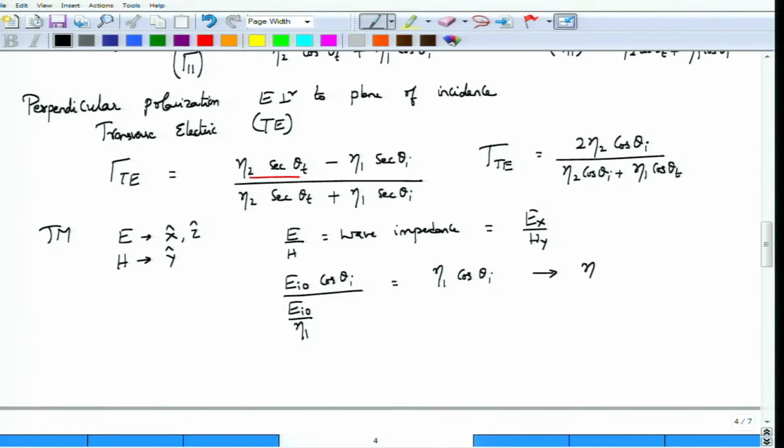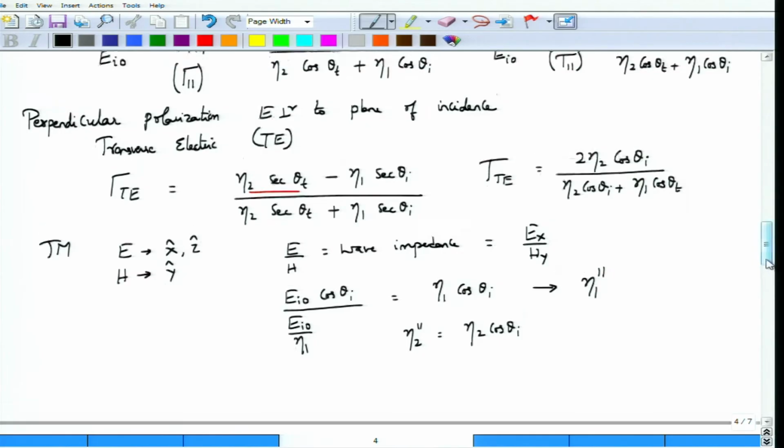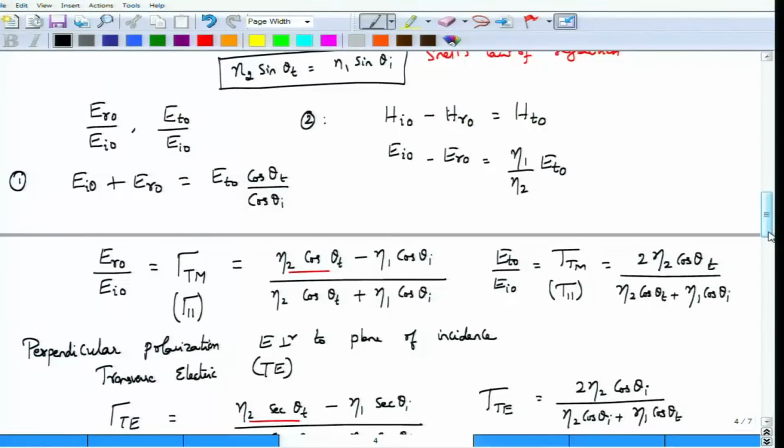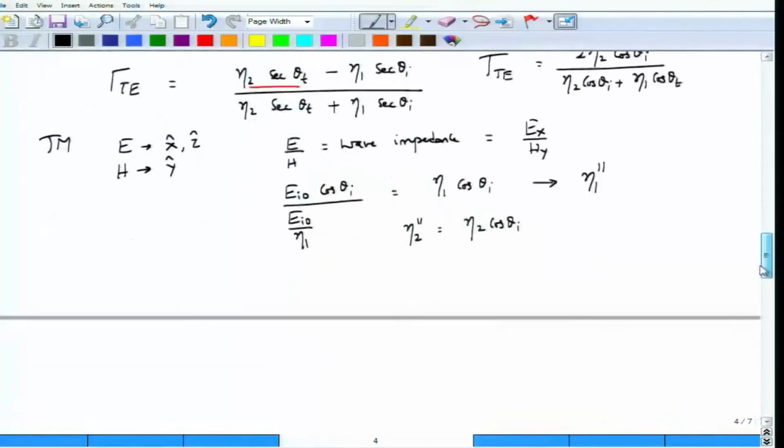Let us call this eta 1 parallel. That double line parallel simply indicates that we are considering parallel polarization or equivalently transverse magnetic polarization. What would be eta 2 parallel? That is the wave impedance for the second medium, that would be again the ratio of Ex to Hy, and this will be given by eta 2 cos theta t, okay. Now, in terms of this eta 1 parallel and eta 2 parallel, you can actually write down this expression for the reflection coefficient in a much simpler way.